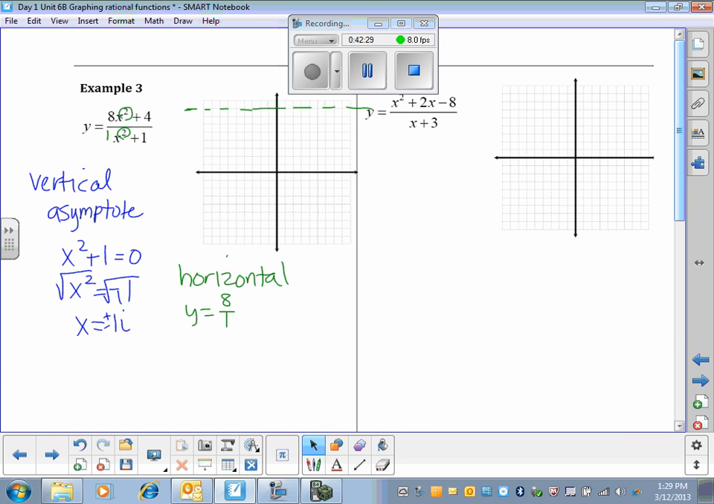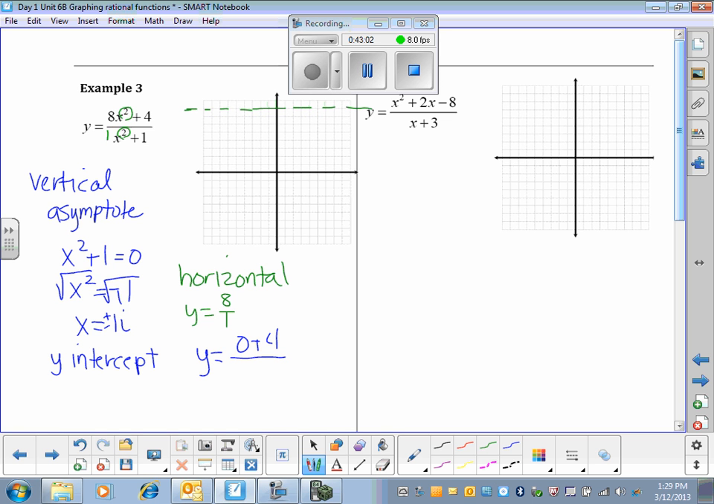The y-intercept for this one. How do you find the y-intercept again, you guys? You said x equals 0, and then solve for y. So y equals 0 plus 4 over 0 plus 1, or just 4. Okay, so 1, 2, 3, 4.